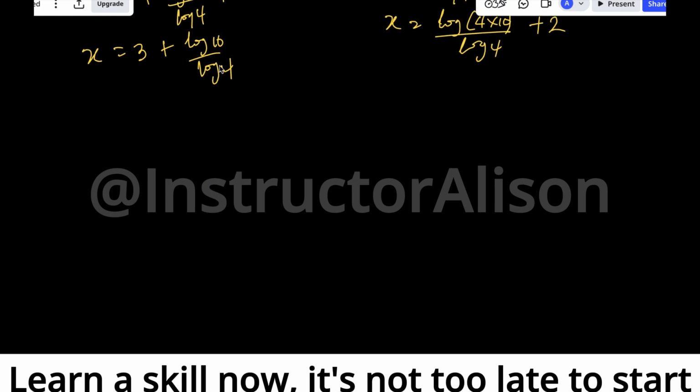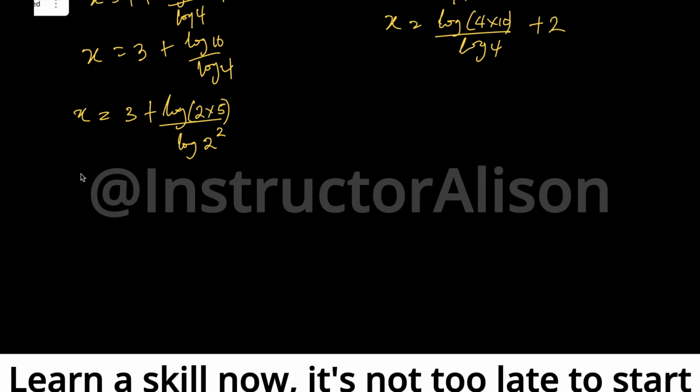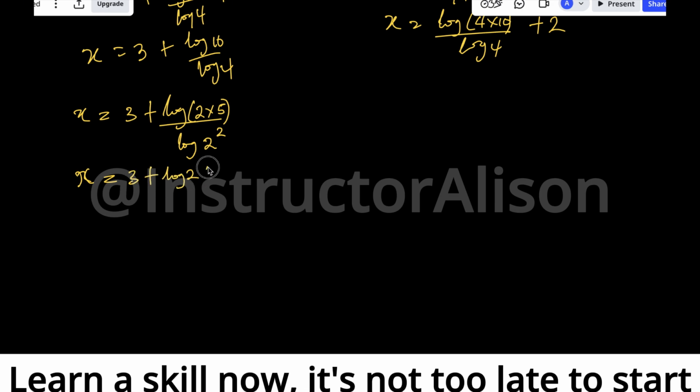Looking at this one, which has log 10, I think I can still do something about it. I can split it further, making this 2 times 5, which will give us 10. So x equals 3 plus log 2 times 5. Let me also treat the denominator alongside. I can replace the 4 in exponent form as 2 to the power of 2. Obeying the product law of logarithms, I can have x equals 3 plus log 2 plus log 5.